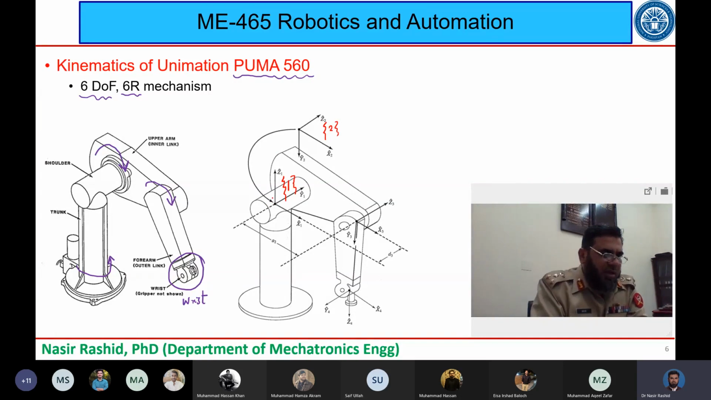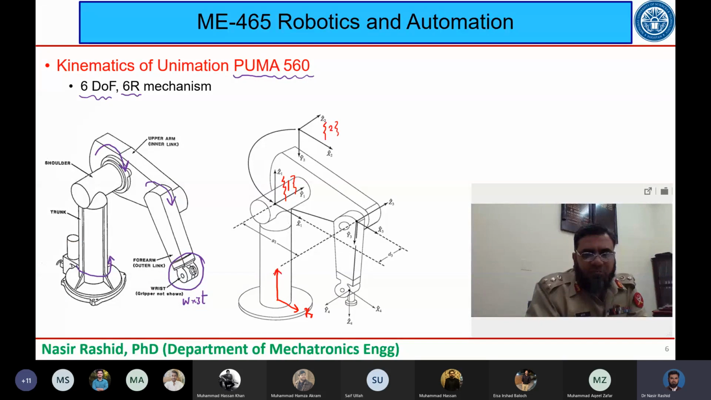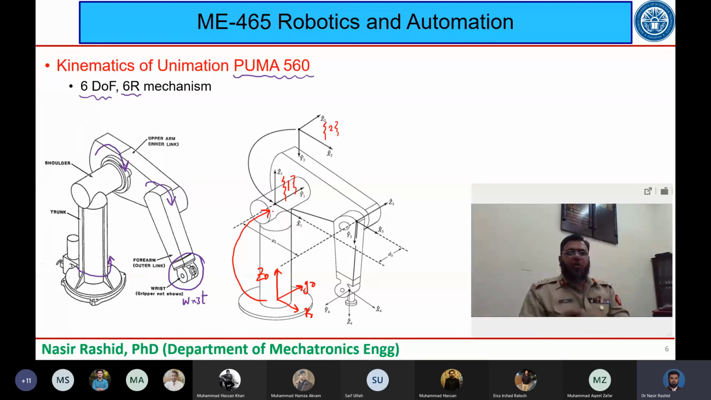I repeat, what I am drawing here is not actually there, okay? x0, y0, oh sorry, this is z0, this is actually z0, x0, z0 and y0. So I have actually picked up the 0 frame also and placed it here. The 0 frame also goes here. So now I have 3 frames, 0, 1 and 2, at one place.